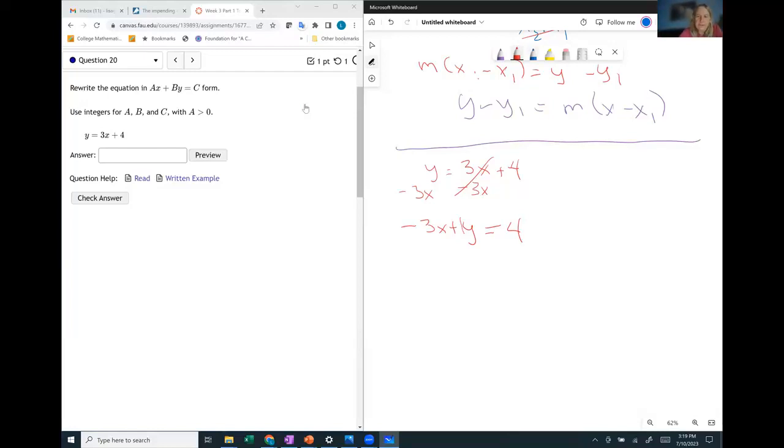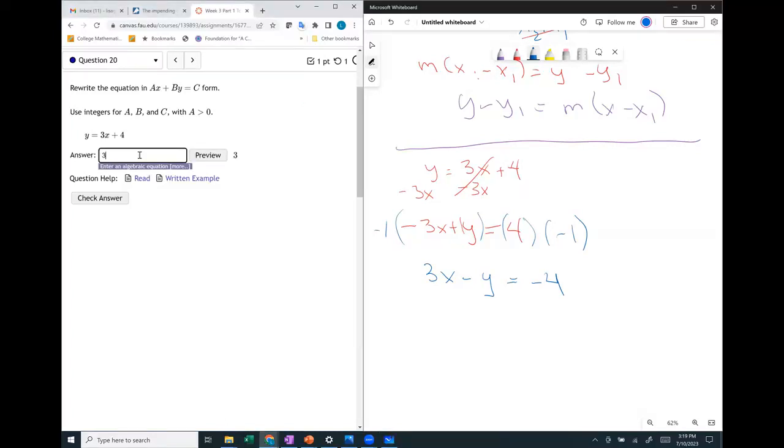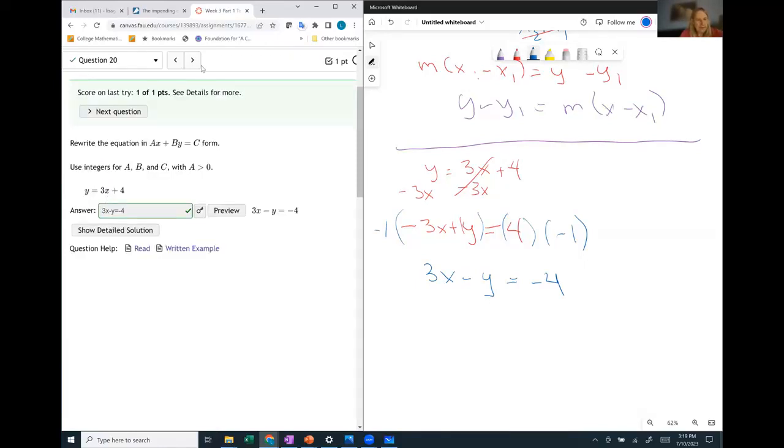So what I'm going to do is I am going to multiply both sides by -1. And I get 3x minus y equals -4. And now it's in standard form. All of them are integers. I mean, a is greater than 0. 3x minus y equals -4. And there we have it.